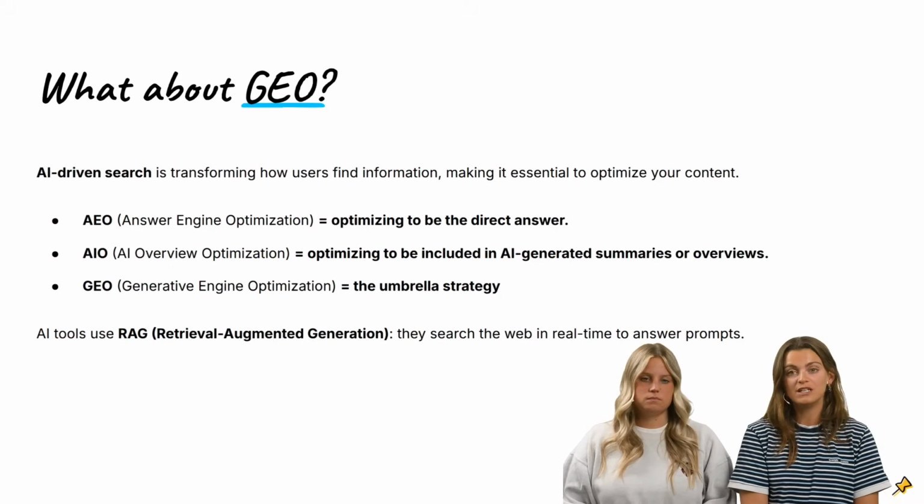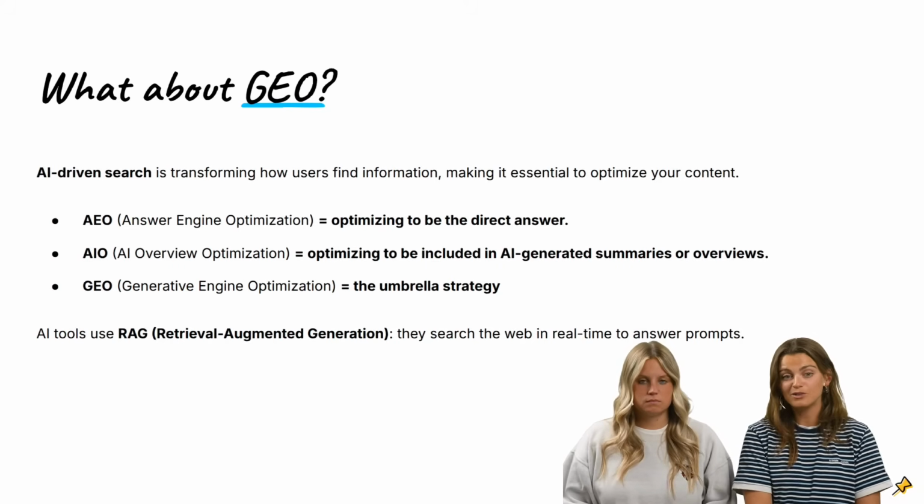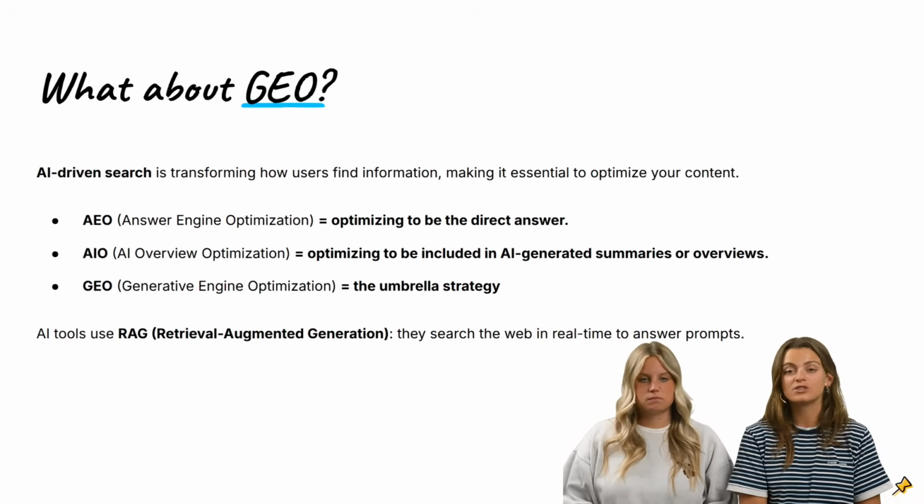Or you can be included in an AI-generated summary or overview. I don't know if you've already tested it, but on Google now, when you ask a question, you get an AI overview section that directly answers your question. So here the goal is to be referenced in those answers. And AI uses a tool that's called RAG. I'm not going to go into too much detail about it, but basically it means that they are still searching the web in order to give you an answer.